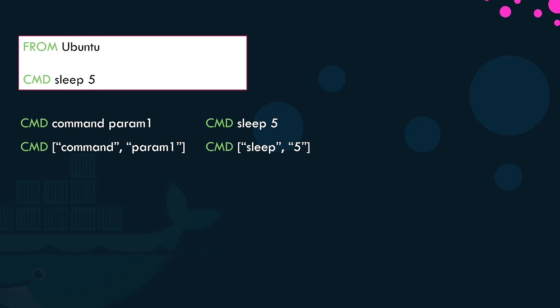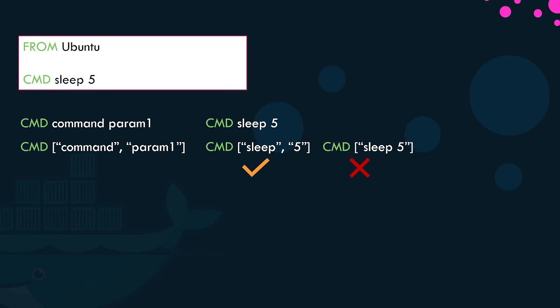But remember, when you specify in a JSON array format, the first element in the array should be the executable, in this case, the sleep program. Do not specify the command and parameters together like this. The command and its parameters should be separate elements in the list.